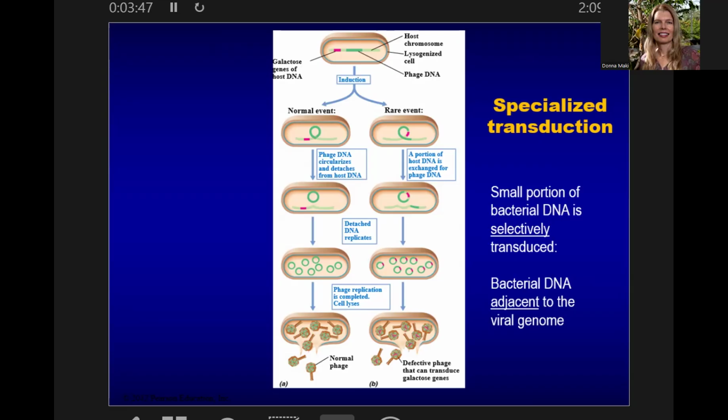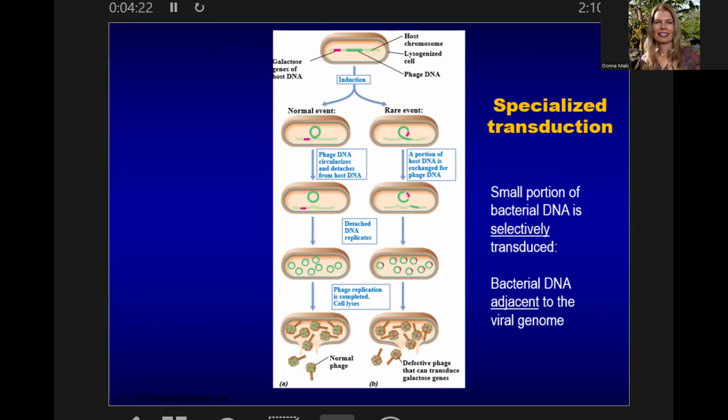You're seeing that now the viral DNA is getting cut out, but not perfectly. You have some flanking bacterial DNA coming with it. So there's a selected portion of DNA that's getting brought with it. It's the adjacent or flanking DNA, right where that viral DNA had been inserted. And then you get a mixture of viral DNA plus host DNA being packaged into the viral particles.